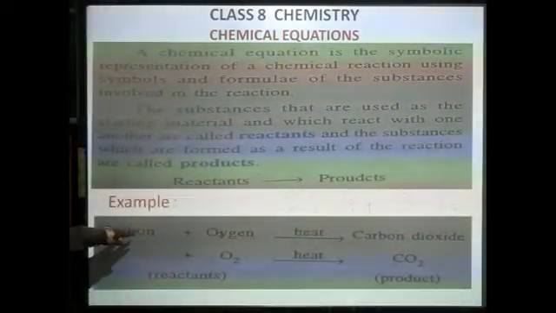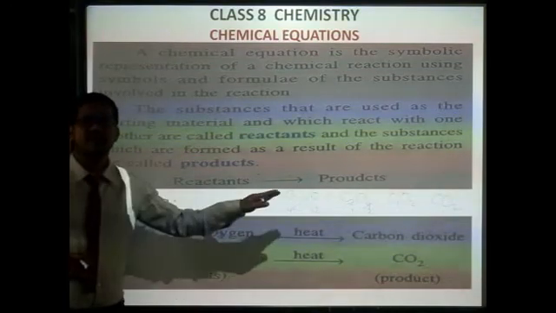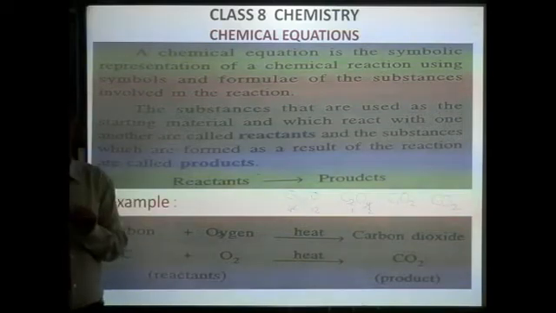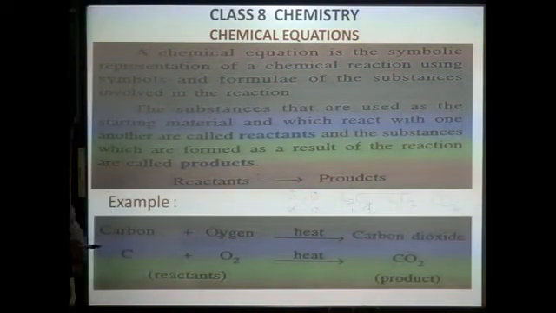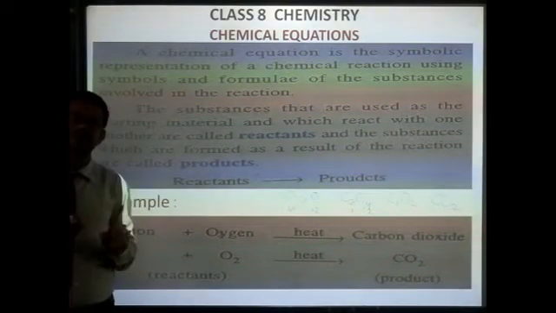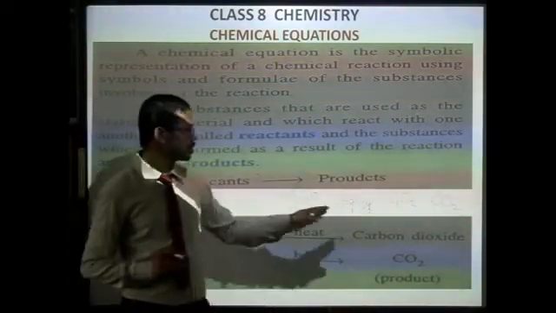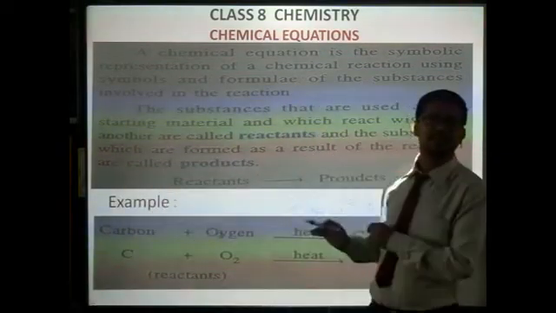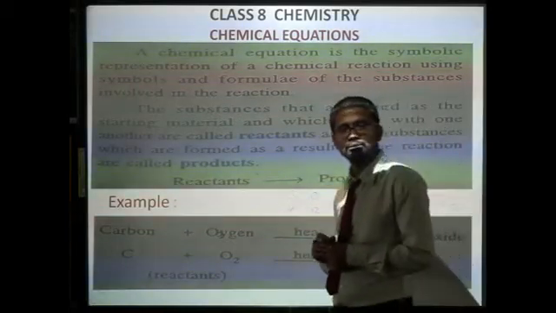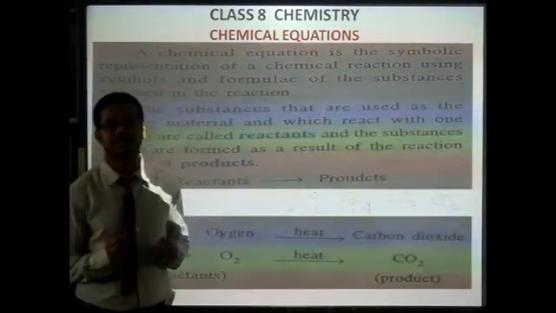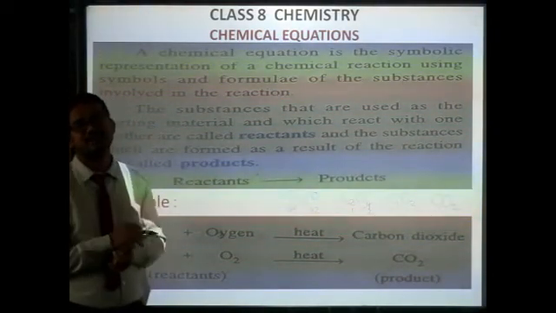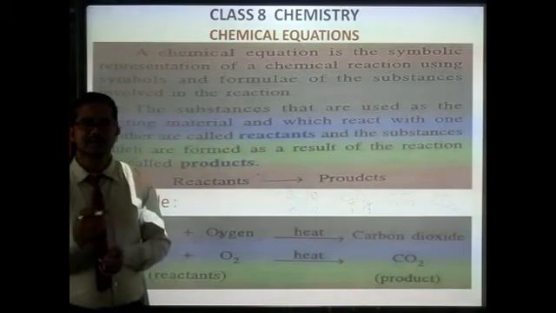So this is a very lengthy way, and this is a very short and precise way of expressing a chemical reaction. By this we'll come to know about the number of atoms in the molecule and the number of different atoms present in the product. Yes, so a chemical equation is a very precise way of writing a chemical reaction.